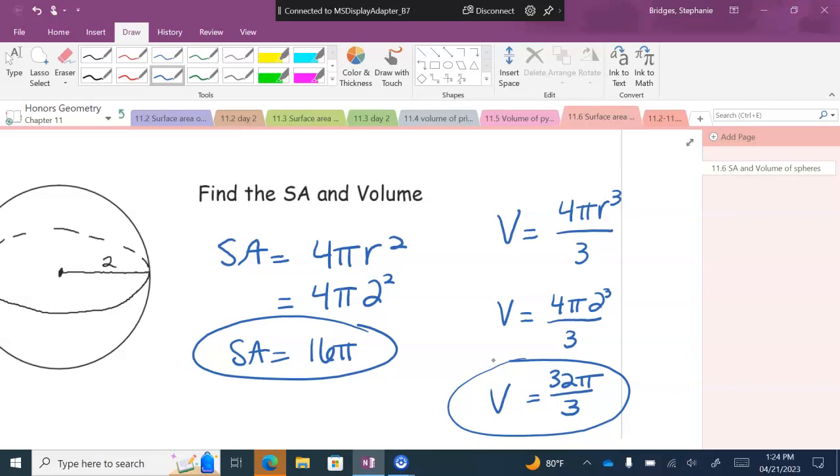Does everybody understand? Okay. As long as you have the radius, you just plug your stuff in.